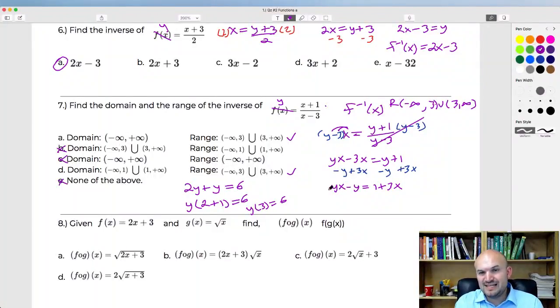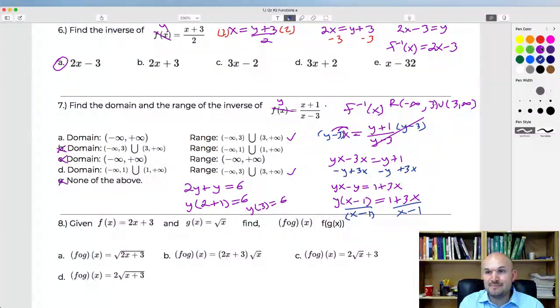Well, in this case, we can't combine them, so what we're going to do is factor out the y in that same process. So I factor out the y, I'm left with y times x minus 1 equals 1 plus 3x. And now I can undo the multiplication of x minus 1 by dividing by x minus 1.